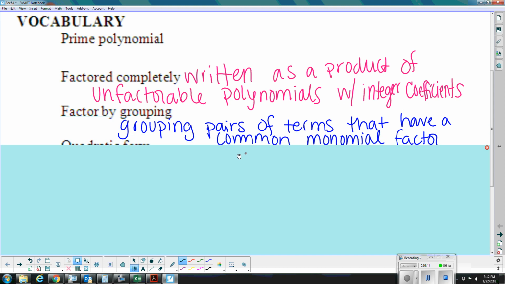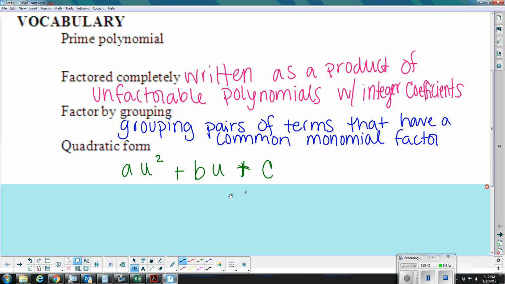We're going to do a new method called factoring by grouping in this lesson. So we're grouping a pair of terms that have a common monomial factor, and then another grouping a pair of terms that has a common monomial factor, and we'll use that method to factor the polynomial. It does not have a common monomial factor, but may have a common binomial factor for all of the terms.